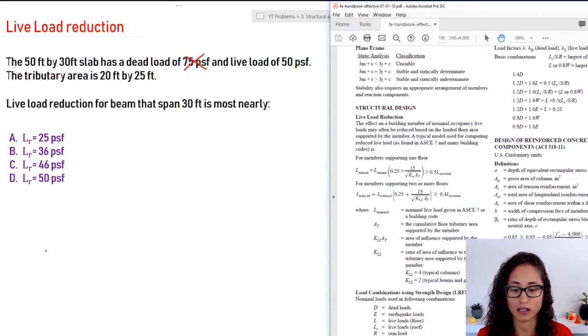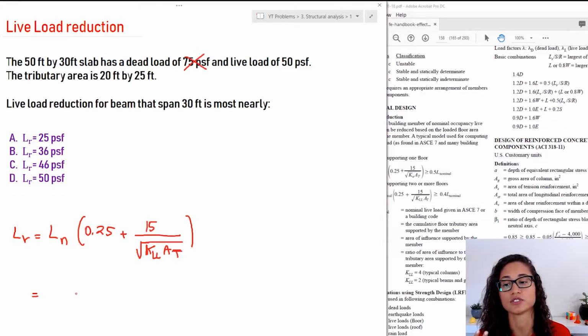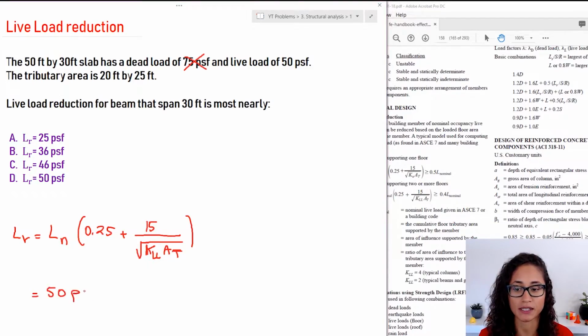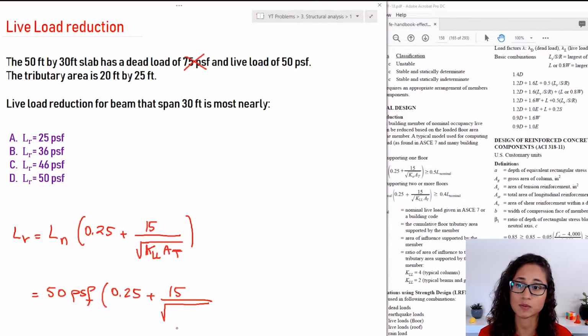Okay, so let's write the equation down. The nominal live load is just the live load that we have, which is 50 PSF, meaning before we reduced it or did anything to it. If you go to the code, you will see that the live load for an office is usually 50 PSF. For K_LL, it does specify that we have a beam, so we're going to use 2. And then the area: make sure you don't use the area of the slab, you use the tributary area, which is 20 by 25.